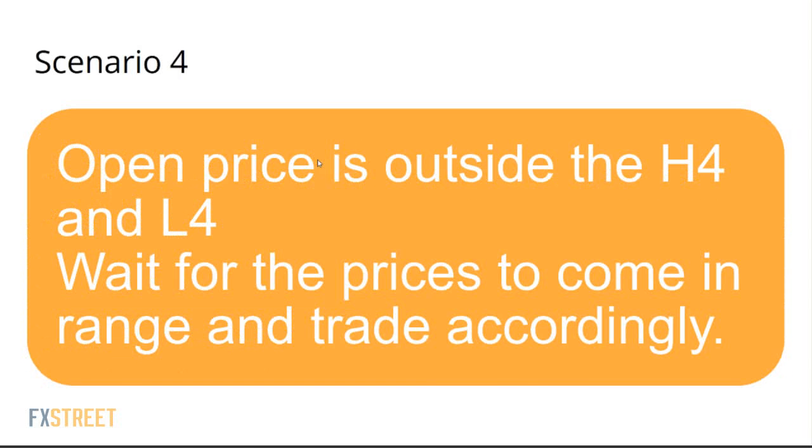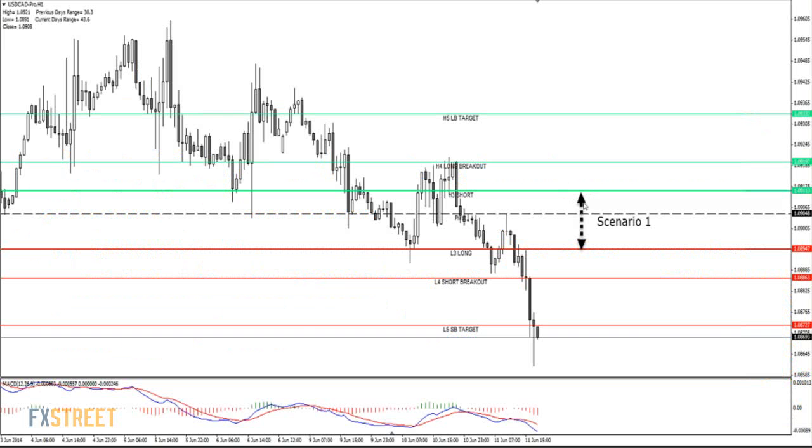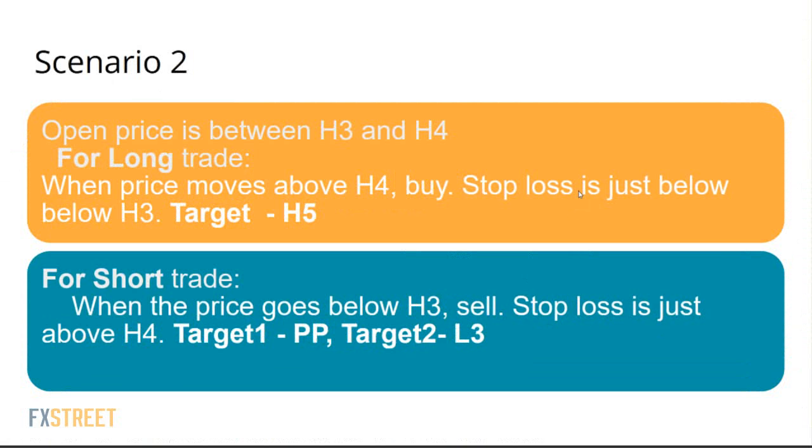So for the first scenario, this is the example. Let's say that the price is between H3 and L3. If the price opens up here, we just go long here. If the price goes there at H3, we open a short position there. Stop loss for short is above H4. Stop loss for long is below L3. So this is the first scenario.